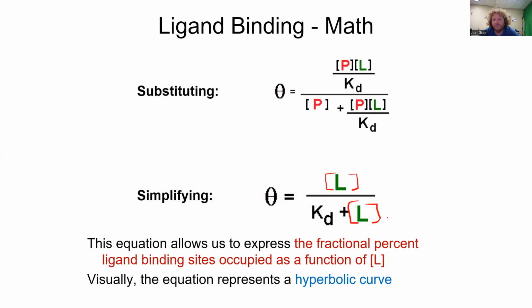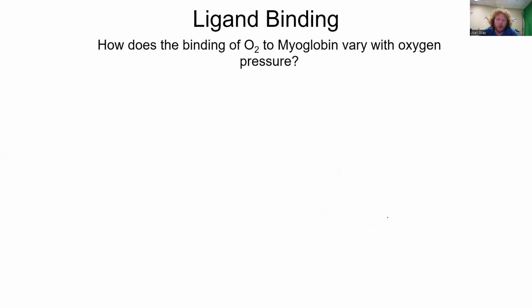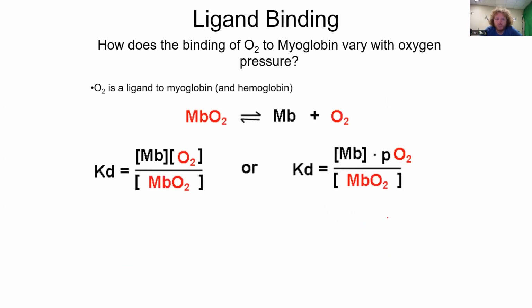So if we were to graph theta for a protein like myoglobin, what we would see is something like this. All that we're looking at here is, rather than using the terms protein and ligand, P and L, instead our PL complex is MbO2. That's myoglobin bound to O2. Our free protein, P, is Mb, and our free ligand is O2.